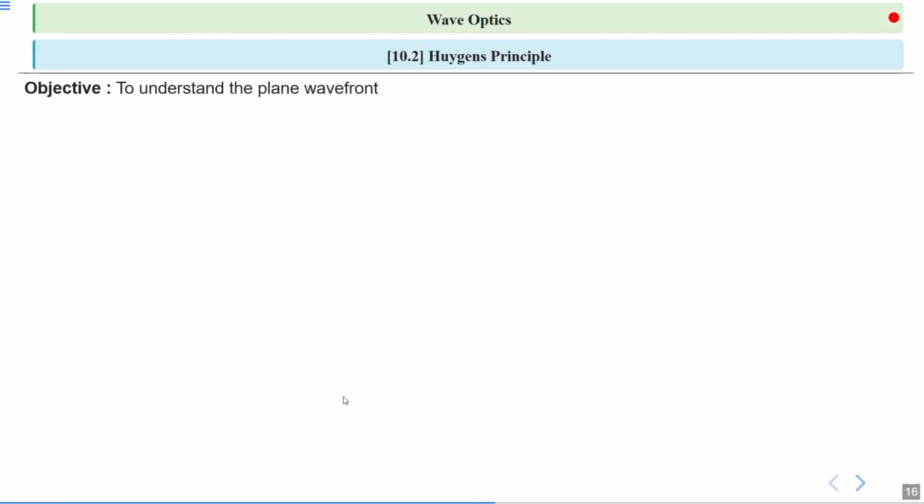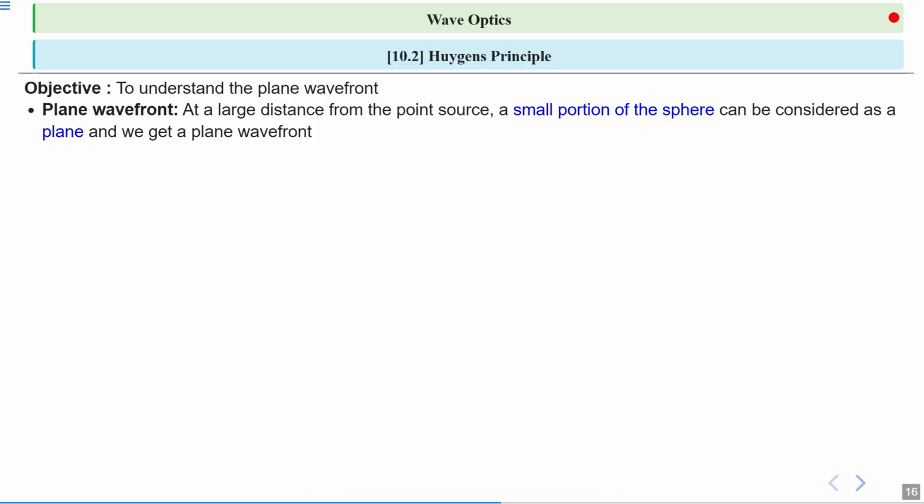So here our objective is to understand how a wavefront can appear flat under certain conditions. This is an important concept as it helps us simplify complex wave behaviors into more manageable forms. So let's start by defining what a plane wavefront is. Imagine a point source of light emitting waves. At a large distance from the source, a small section of the spherical wavefront can be treated as flat or plane. If it is a very large spherical wavefront, a small portion of this spherical wavefront can be taken as plane.